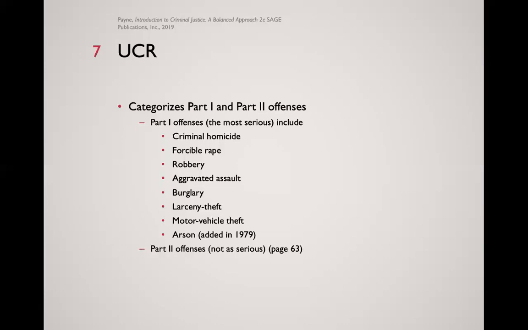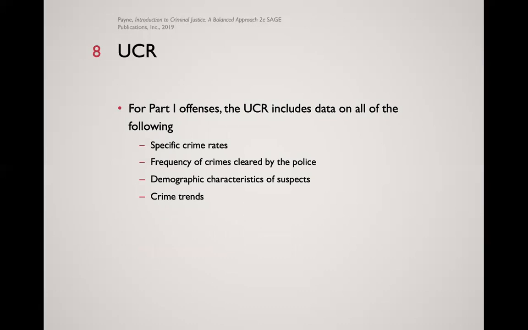So once again, it's very important to know how they are reported and how they are recorded. So moving on. For Part 1 offenses, the UCR includes data on all of the following: specific crime rates, frequency of crimes cleared by the police, demographic characteristics of the suspects, and crime trends. All of this is essentially stuff that can be gathered from the data that is reported by local and state police officers and police departments to the Federal Bureau of Investigation. These are the things that can be garnered from that database.